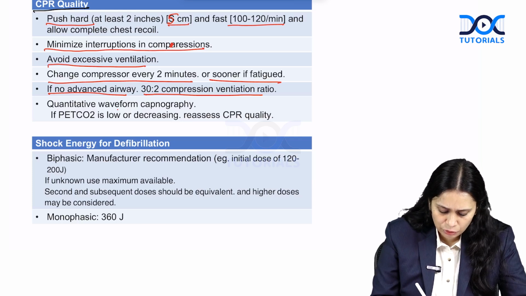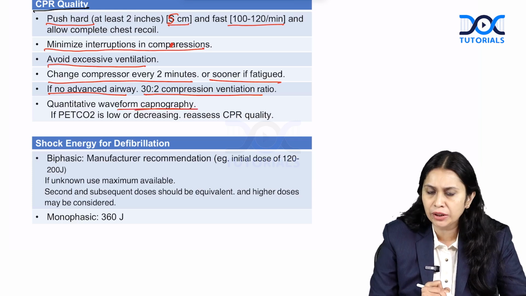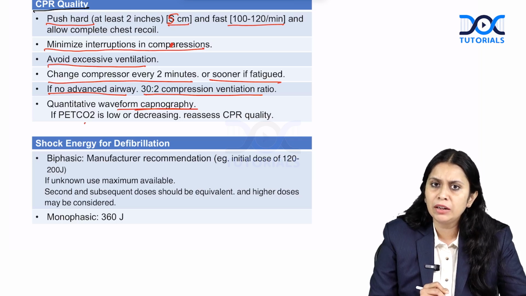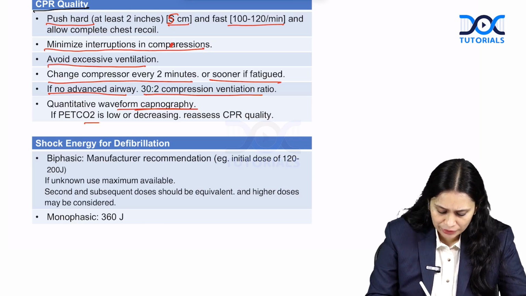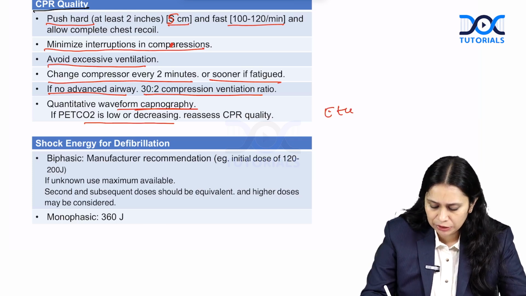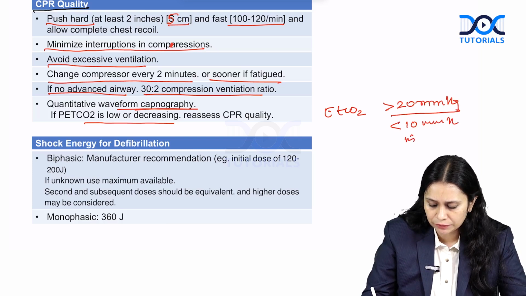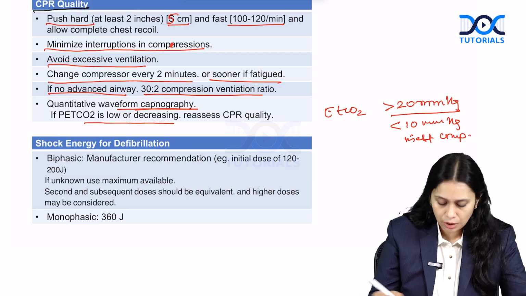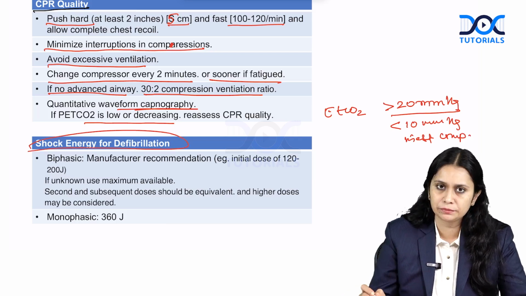Then we can use capnography. We have discussed in monitoring that we can attach capnography to the advanced airway when we are doing the resuscitation, and the quality of compression can be assessed. We need to keep the EtCO2 value above 20 mmHg. This tells us the compression is good. If it is below 10, that means ineffective compression.